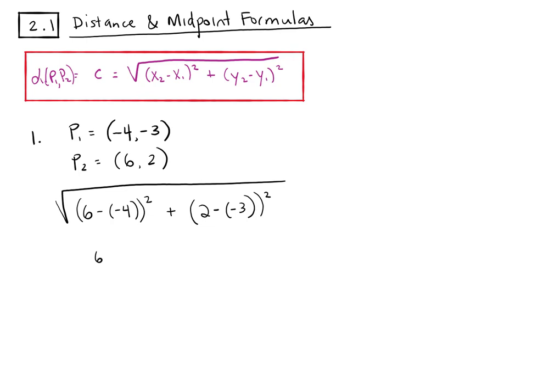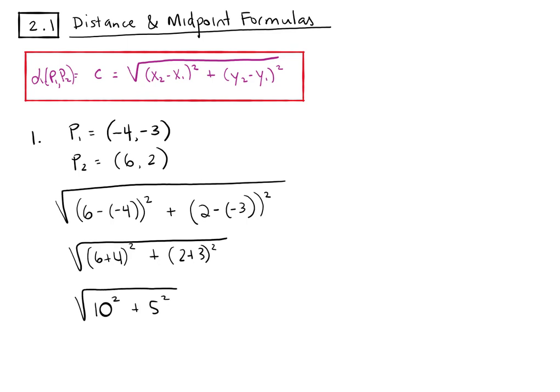That becomes 6 plus 4 squared plus 2 plus 3 squared, which then becomes 10 squared plus 5 squared, which is the square root of 125. And we want to simplify that, so we can break that down into the square root of 25 times 5. And we're going to say that's 5 radical 5.